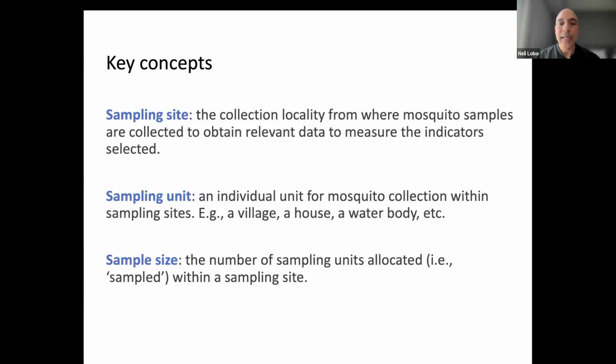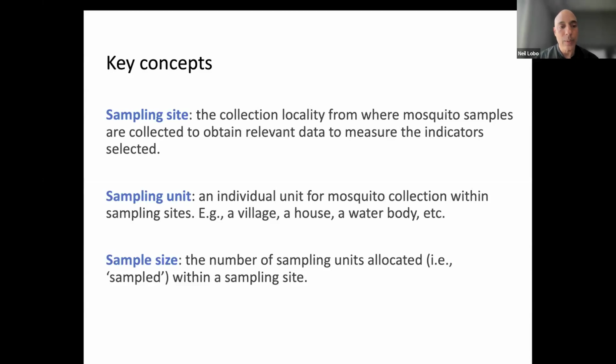Now, the sampling site is basically where we collect the data from, right? The collection locality from where mosquito samples are collected to obtain relevant data to measure the indicators selected. Please note that we can collect a lot more than just mosquito data. And I would change the sentence to mosquito plus human data plus intervention data, whatever data, whatever indicators we're going to collect to answer our question, that would be at our sampling site.